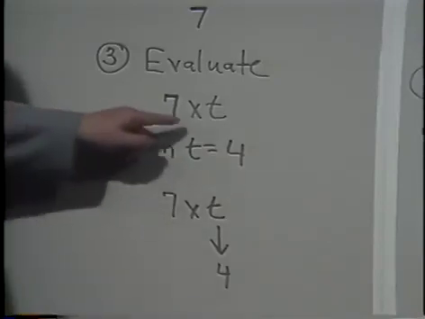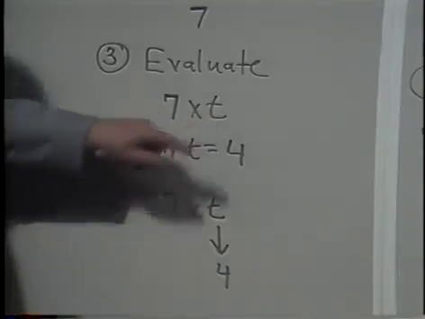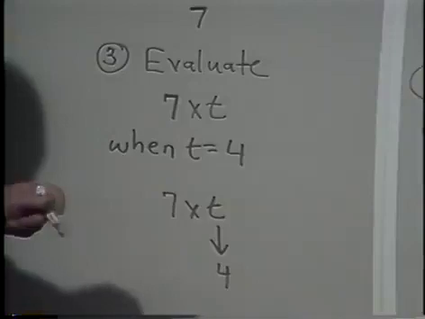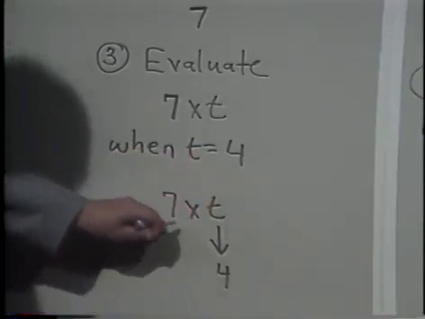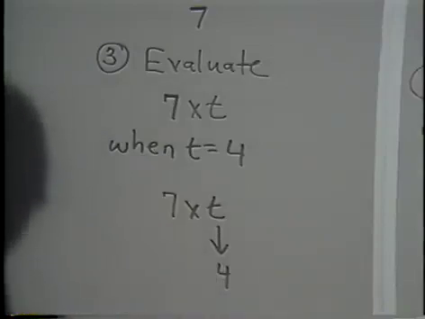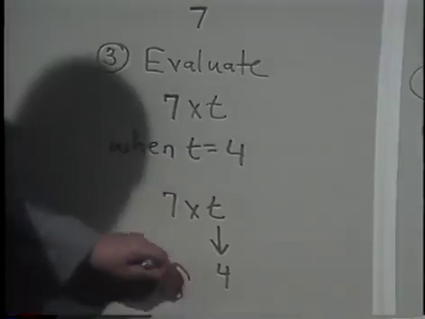But for the time being, all you have to do is be blindly obedient. All this says is evaluate 7 times t when t is 4. So all you do is you take t, replace it by 4. When t is replaced by 4, this reads what? 7 times 4, which is 28.